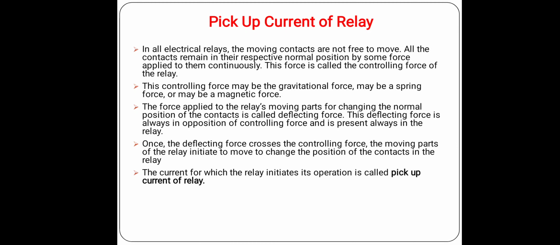So the current for which the relay initiates its operation, or the relay moves to change the position of the contacts, at this particular value of current is known as the pickup current of the relay. If I take one example, if our relay operates at 5 ampere current, that means if the relay closes the contacts at 5 ampere, then this 5 ampere will be the pickup current of this relay, because at this value of current the relay will operate.